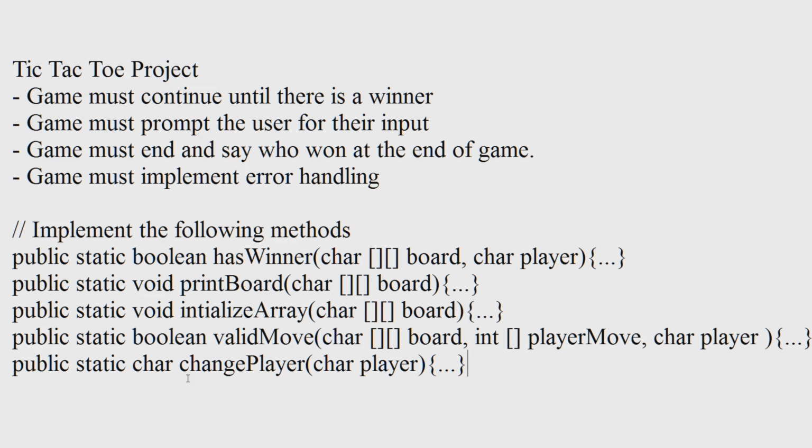My last method was change player, which accepts the current player. Basically what change player does is it toggles between the two players. So if X goes, now it's O's turn to go, and then you keep toggling each time they make a move.